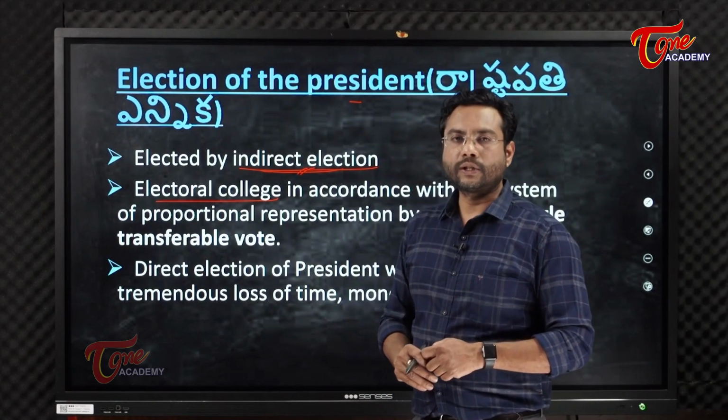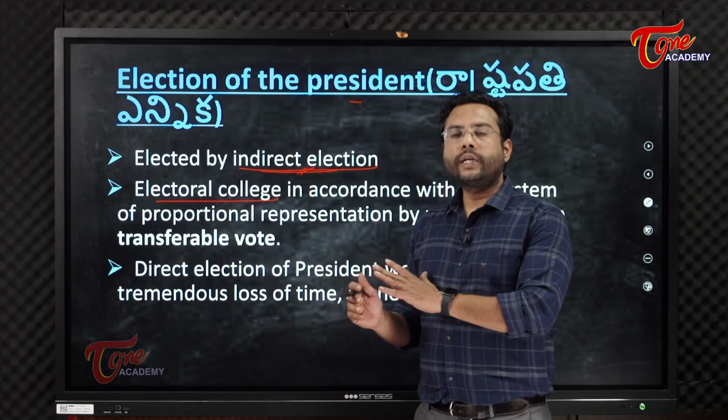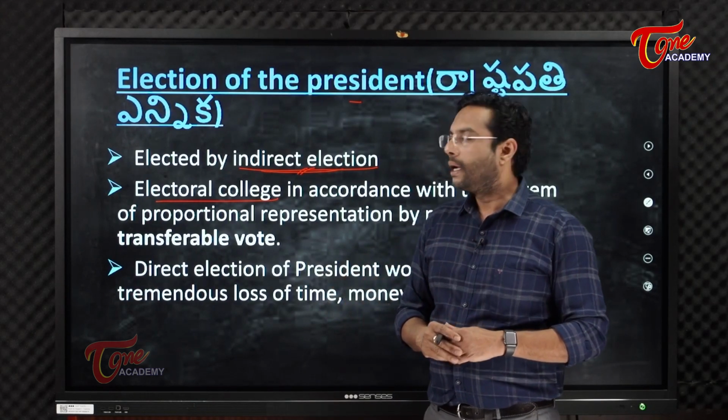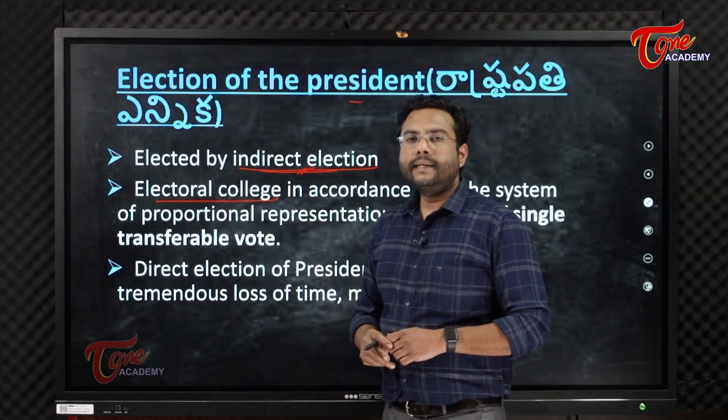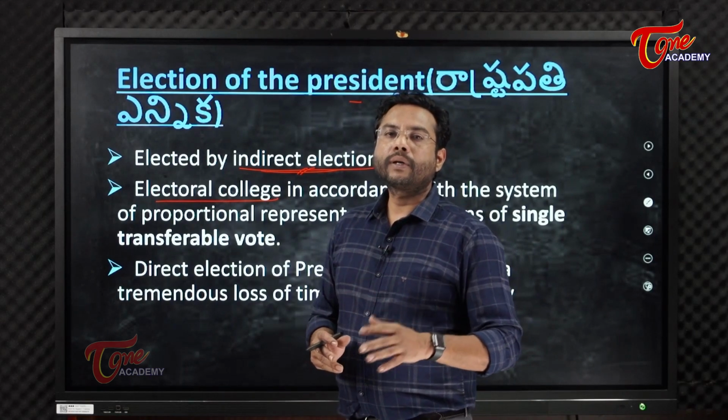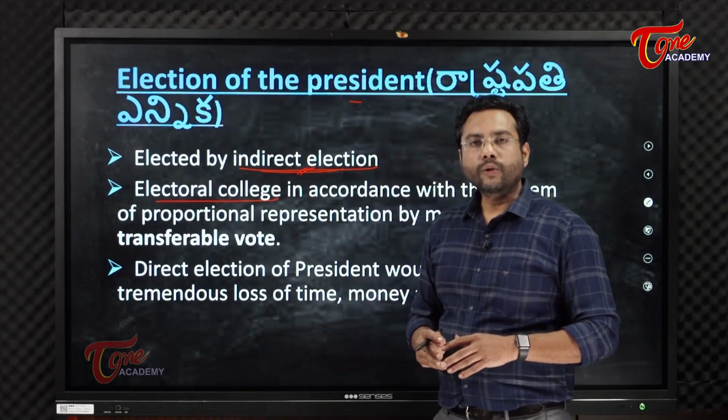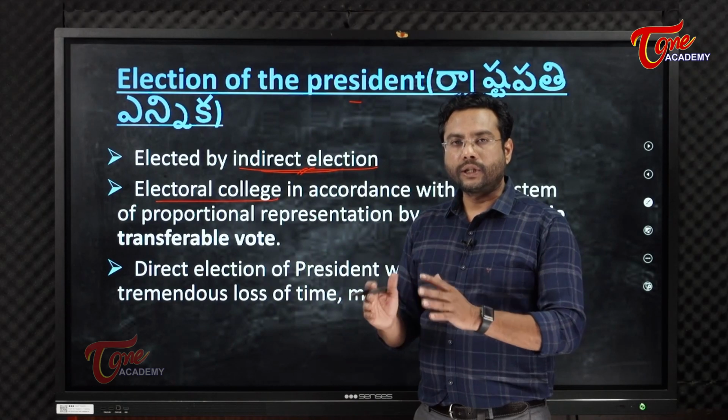The electoral college which elects the President of India consists of directly elected, that is, elected members of Lok Sabha and also elected members of Rajya Sabha.